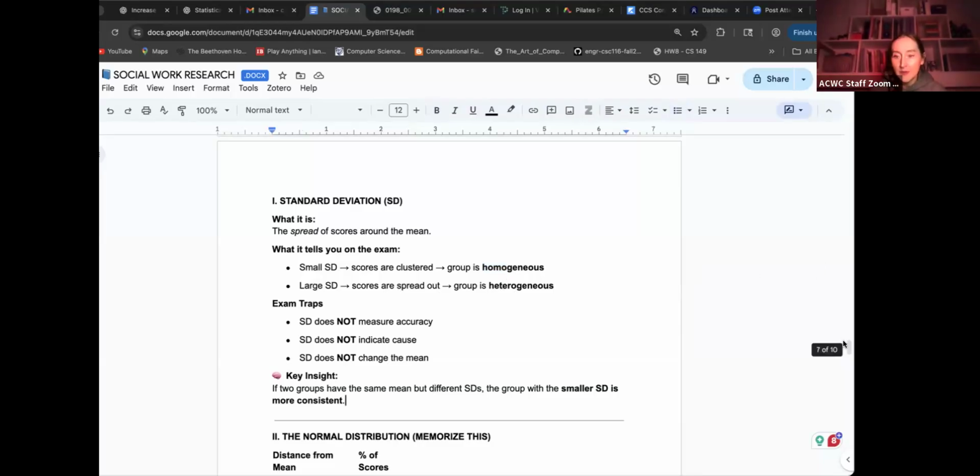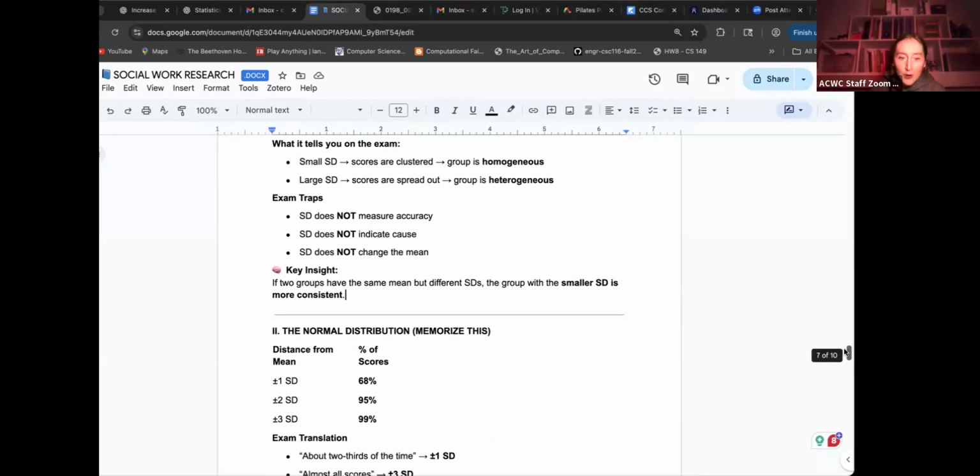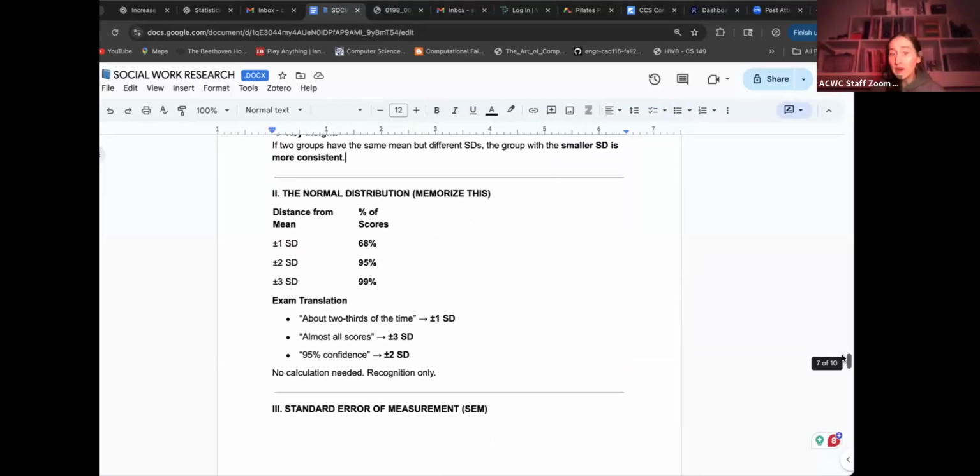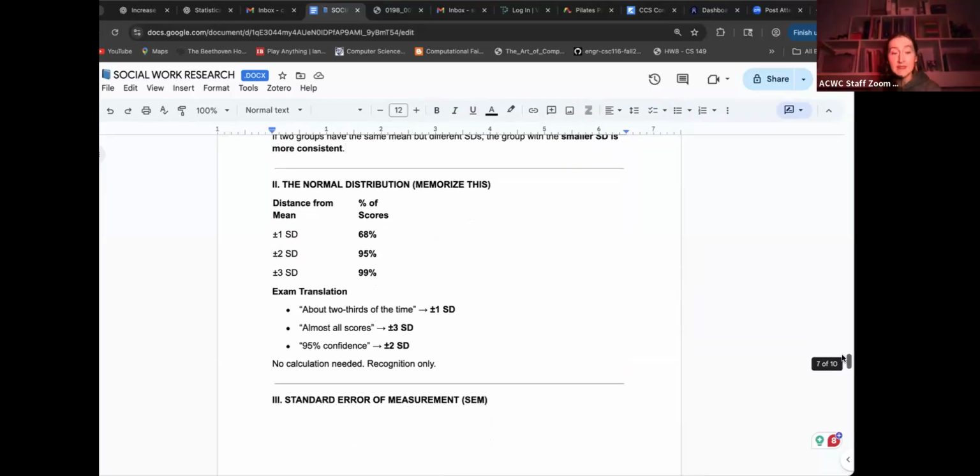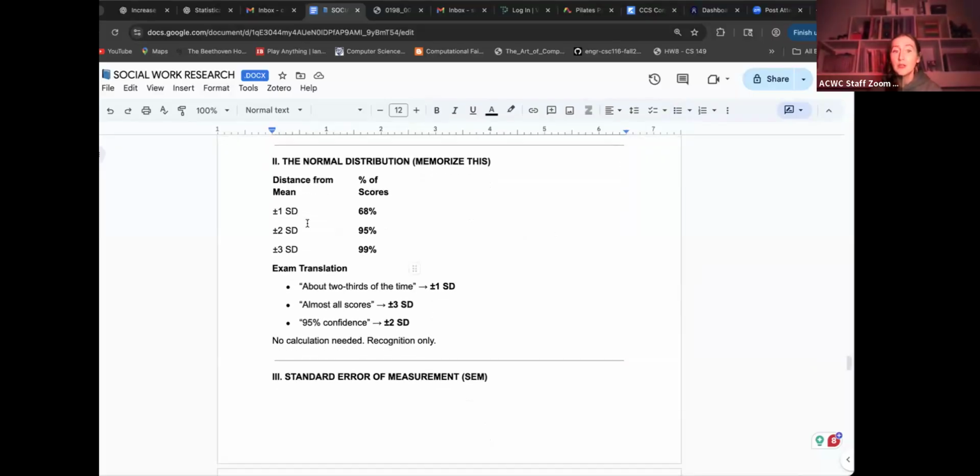Exam traps, okay, y'all can read that later. We already covered this a while ago as well. The first, second, and third standard deviation: the first is 68%, the second is 95%, the third is 99%. We already covered that.